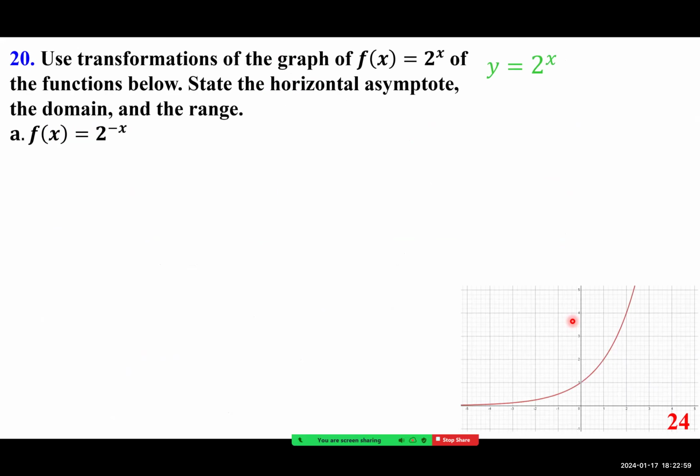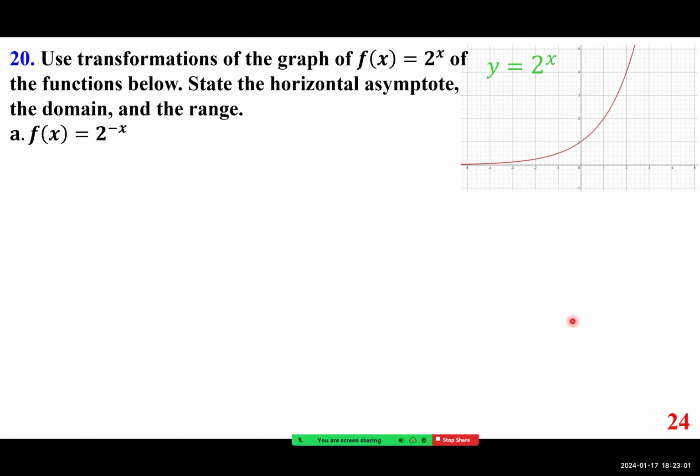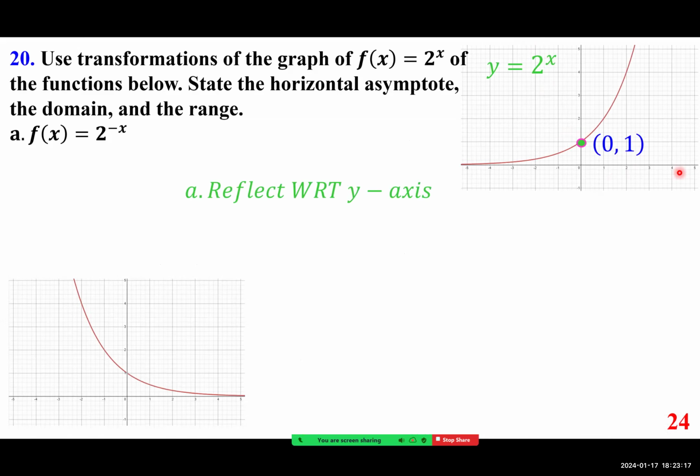So 2 to the power of x is what you know. And by the way, it may or may not even be to scale, it doesn't matter, with this one having coordinates 0, 1. And so 2 to the power of minus x is reflected with respect to the y-axis, looking like that. We have the equation y equals 2 to the power of minus x, and the y-intercept of 0, 1 doesn't change.